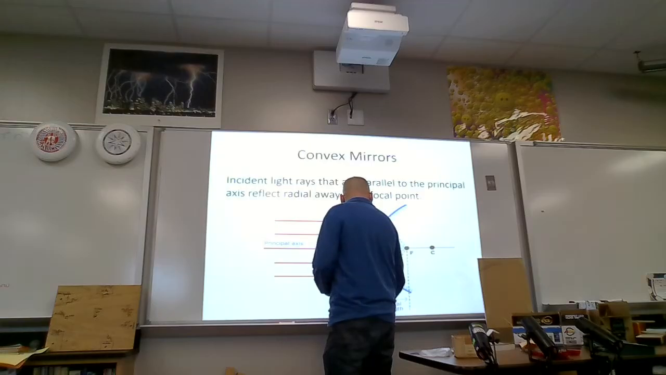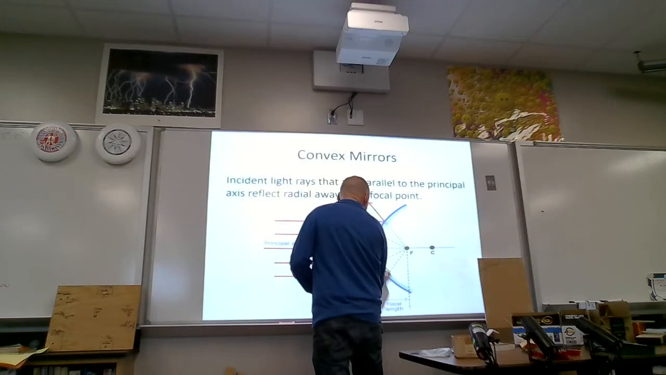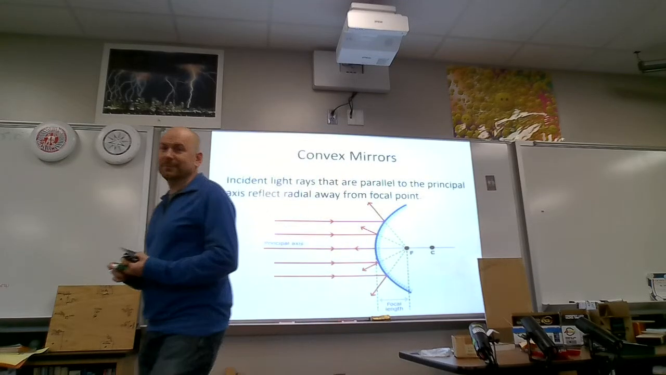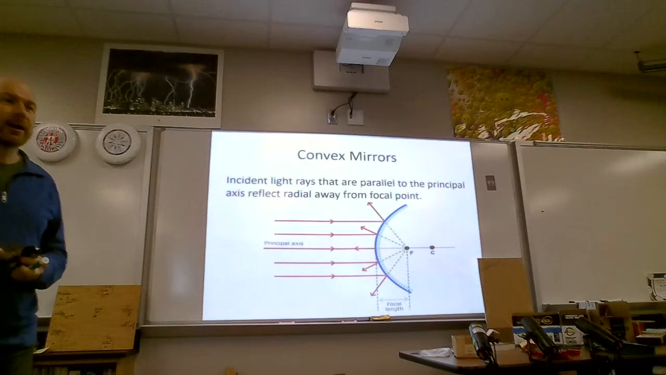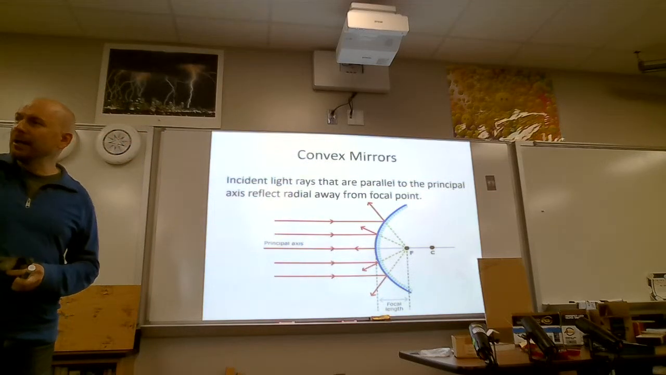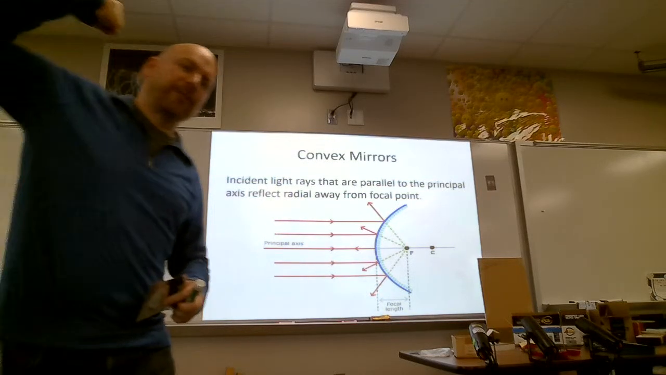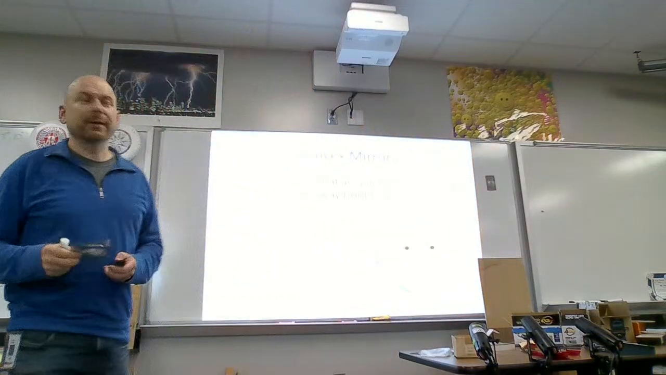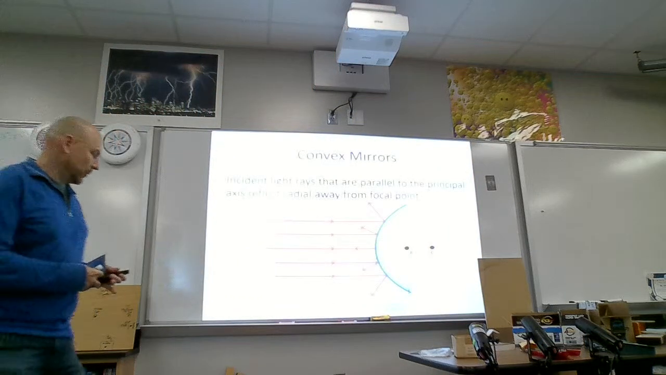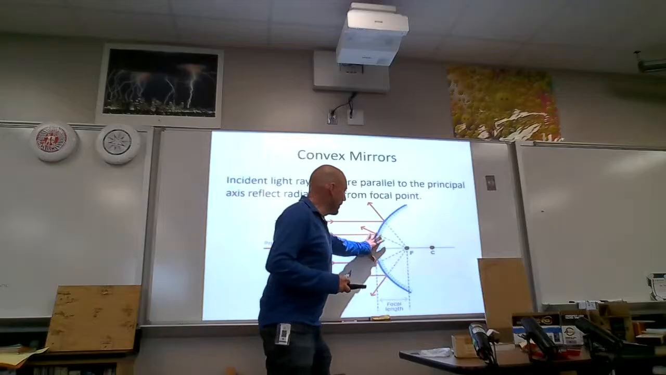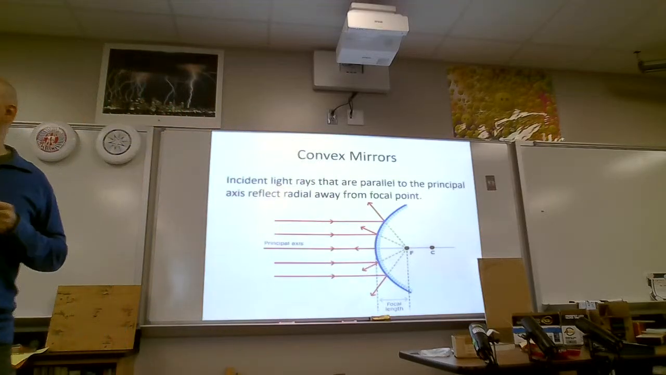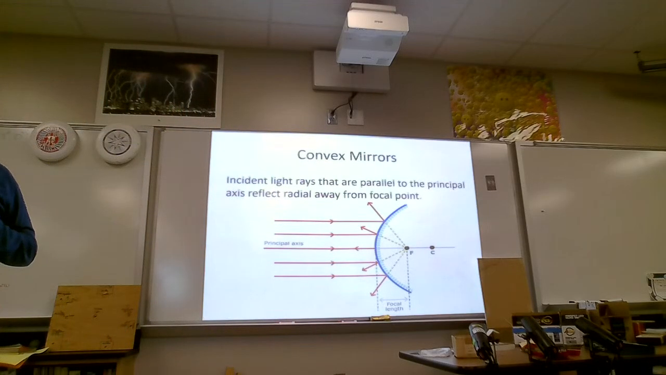Now, the other side is a convex mirror. The way I remember that: concave, you go into the mirror. Convex is like you're flexing. You get a bulge. Okay? So when rays come in, they bounce off as if they came from a focal point. You right with that?